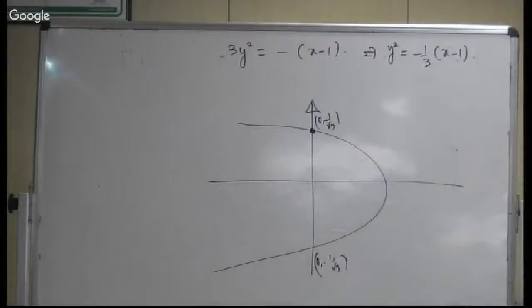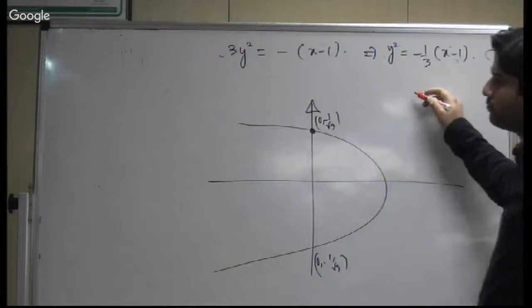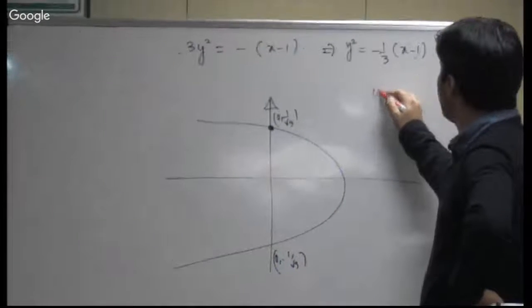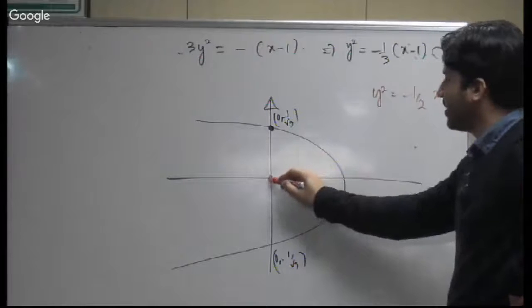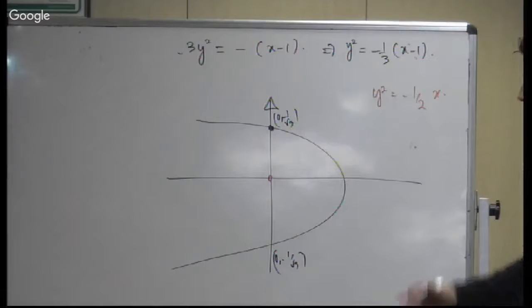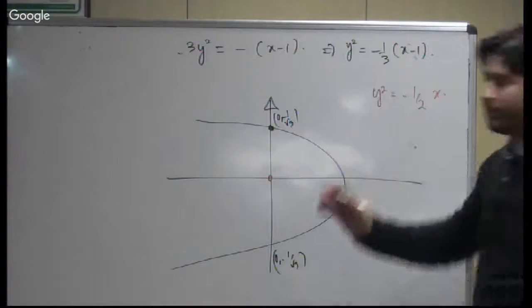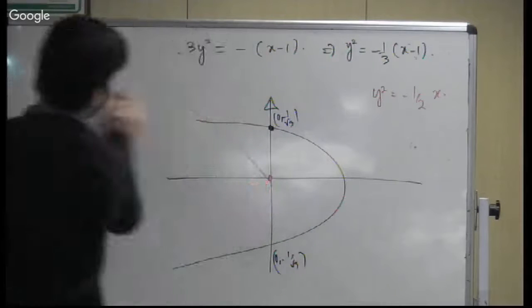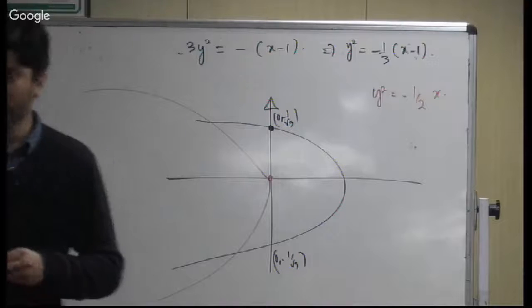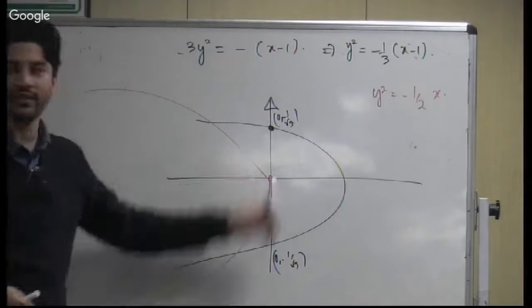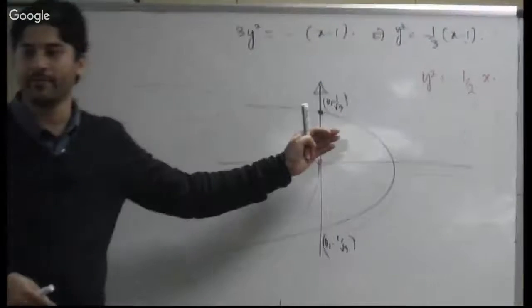Now the other parabola is nothing but y square is equal to minus half x. The vertex is somewhere here, but it would be opening up more. So it would be something like this. Right? So you have to find the area. It's just a symmetrical thing. You just have to find the area above and then double it.